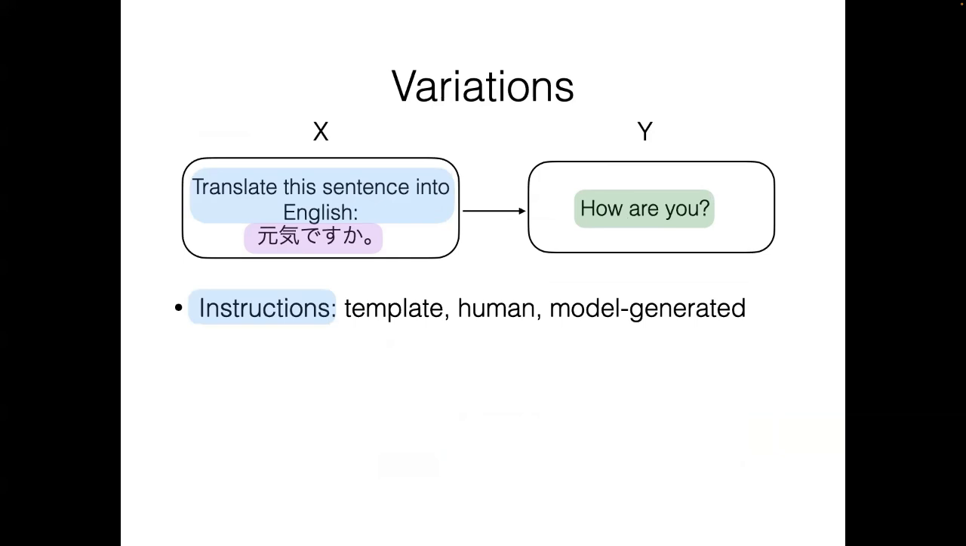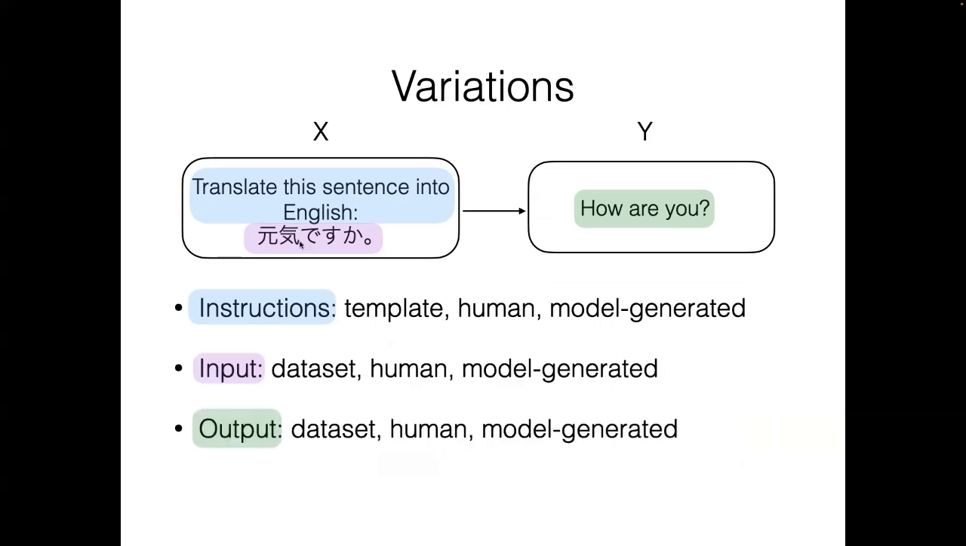So one question is, where do you get your instructions from? I'll show a few examples. We'll see an example where you have a hard-coded template to produce the instruction. You could, of course, have human labelers create these instructions. You could even have models generate the instructions, and I'll show you an example of that.